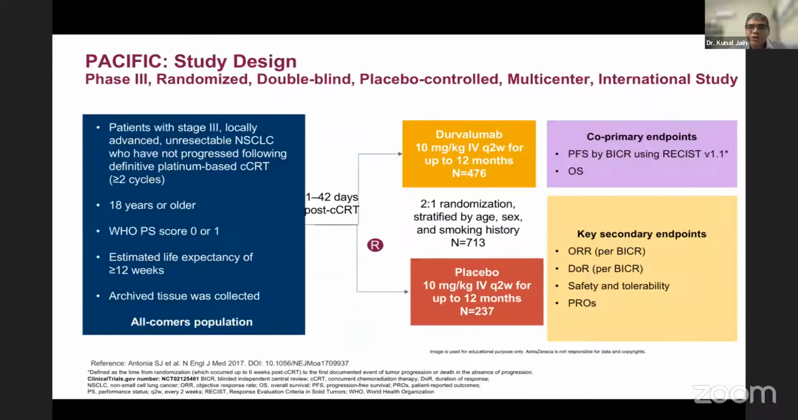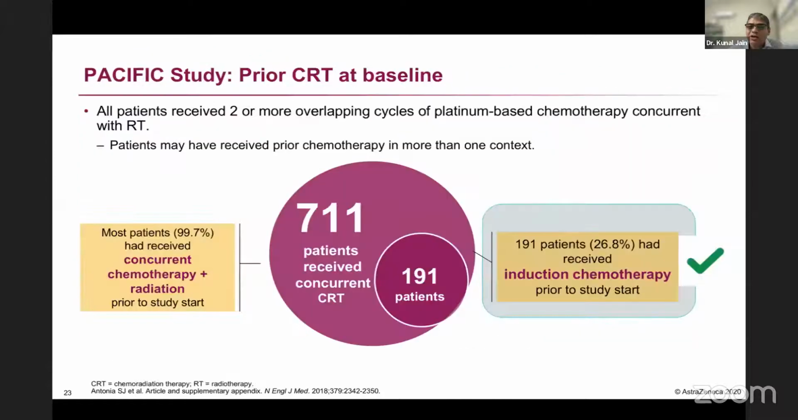Patients were randomized 2:1 to durvalumab 10 milligram per kg IV every 2 weeks for 1 year, or to placebo. And this randomization was done between 1 to 42 days post concurrent chemoradiotherapy. So co-primary endpoints were PFS as well as OS, which is important. Ultimately, we want to see whether with this treatment, patients are living longer or not. And as I mentioned, all patients received 2 or more overlapping cycles.